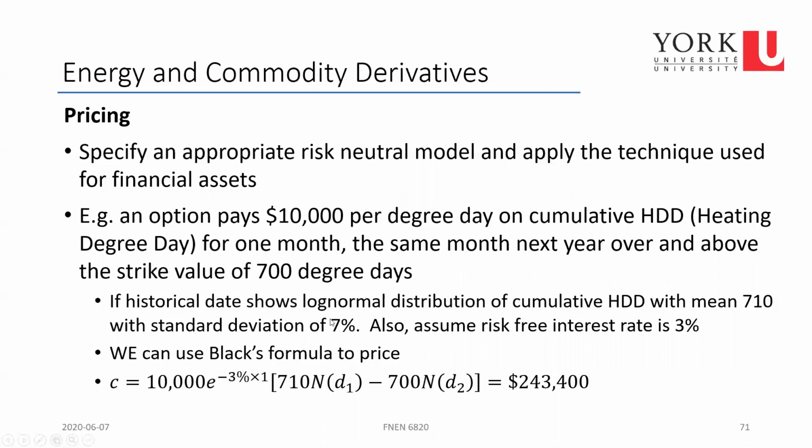This is just a demonstration of how we could price them in a relatively simplistic manner. Obviously, as I mentioned earlier, we need to take care of the actual process in modeling. Suppose we assume that it follows a log-normal distribution for the cumulative heating degree days, and the mean is 710, and the standard deviation is 7%. Then it's easy to find a risk-free rate. Let's say in this case it's 3%.